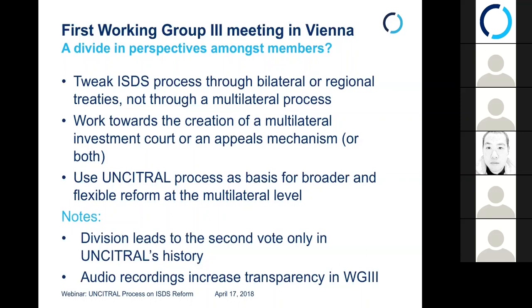And I would propose that there are three broad groups, although they're not that clearly delineated. One group really doesn't want very much reform and wishes to tweak the investor state dispute settlement process through the bilateral or regional treaties, but not through a multilateral process. So this basically means that they're probably not that interested in resolving problems through UNCITRAL or anywhere else at the multilateral level. The next group wants to work very much towards the creation of a multilateral investment court or an appeals mechanism, or both together. Of course, all of us know and are well aware that the EU counts to this second group.